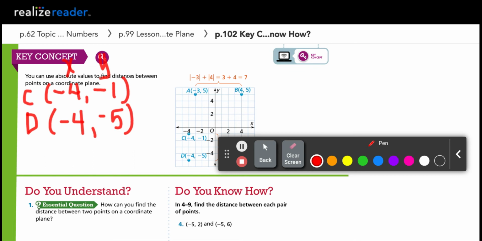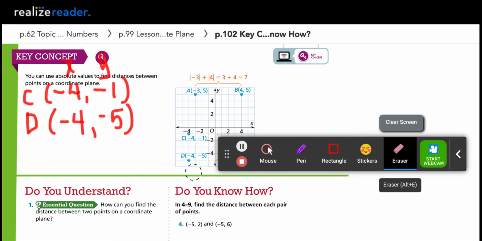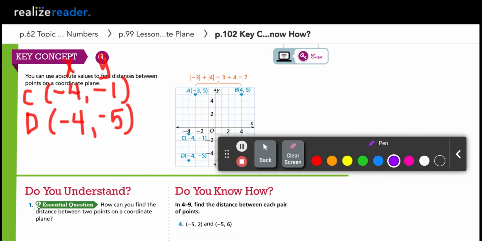So if we are finding the distance between D and C, I want to see how far I'm moving from point D to point C. So let's start by starting at that y coordinate for point D, which is -5. So we're going to find the absolute value of -5. Remember, you should be writing this in your notebook. And then we'll be finding the absolute value of the y coordinate for point C, which is the absolute value of -1.